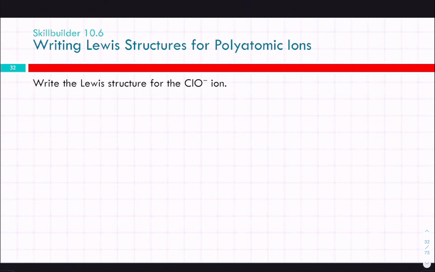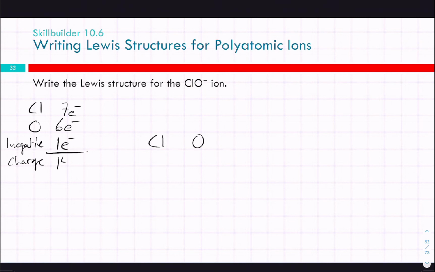But hypochlorite. Again, we just start with a skeletal structure, chlorine and oxygen. Chlorine has 7 electrons. Oxygen has 6 electrons. Then we have a negative charge, so do we add 1 electron or subtract 1 electron? Add it. So we're going to have a total of 14 electrons.